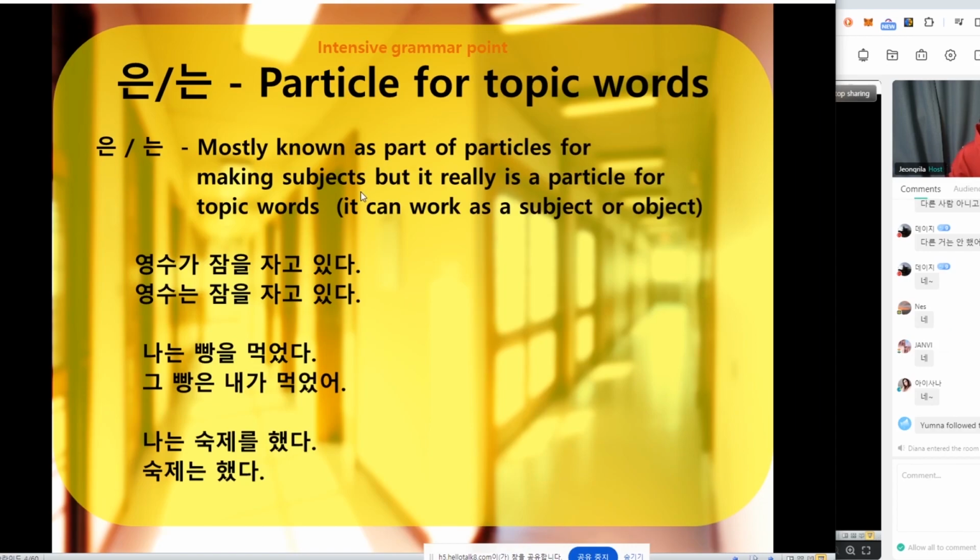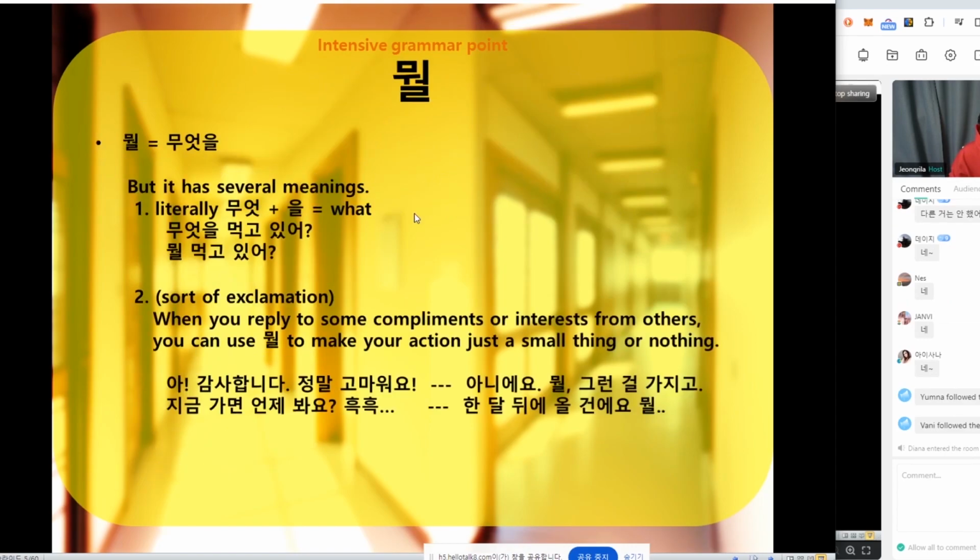And after that, there is another challenging grammar point. 뭘? Oh, 뭘? I know more. Teacher, I know more. It's really easy. Right, easy word. However, it has several meanings. So we have to look at this part a little bit closely.